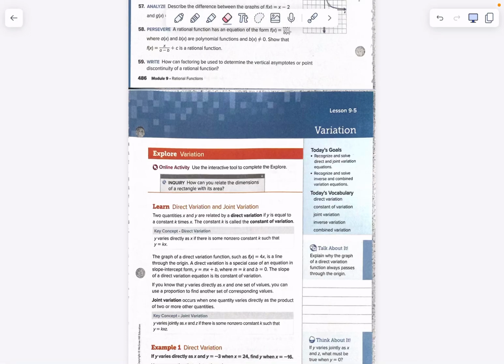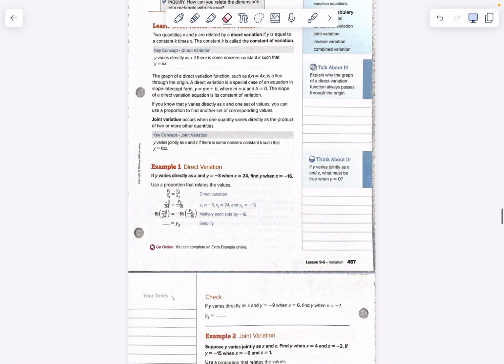Variation functions. Lesson 9.5. We are skipping 9.4. Okay. Variation functions. Here is what you need to know.